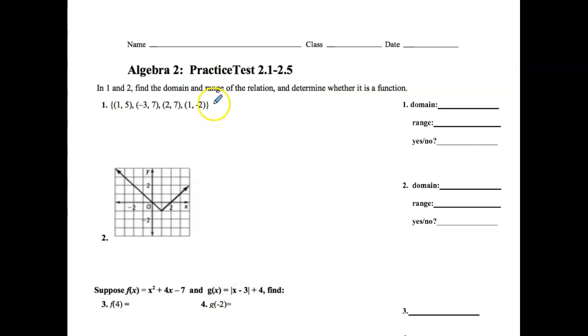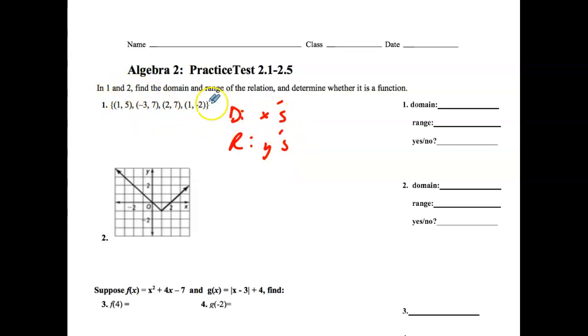Number one, we're looking for the domain and range of the relation and determining whether it's a function. Domain, remember, goes with your x's, and range goes with your y's. As a reminder, if you get confused, just think about the alphabet. D comes before R, X comes before Y. You can kind of match them up that way.